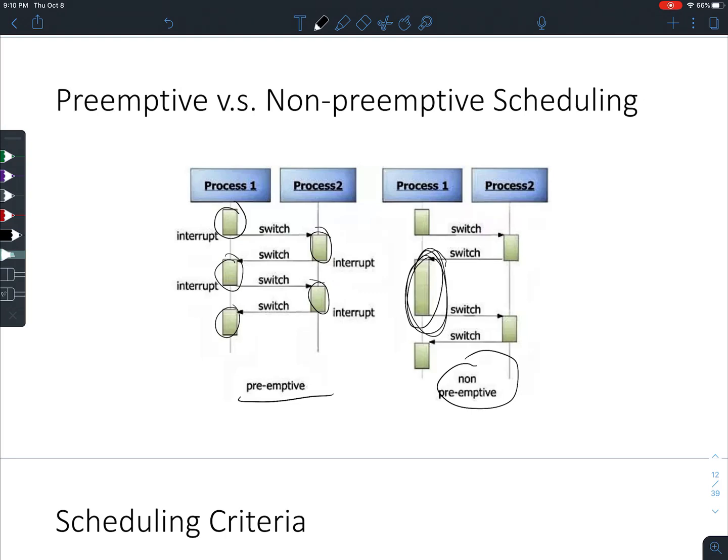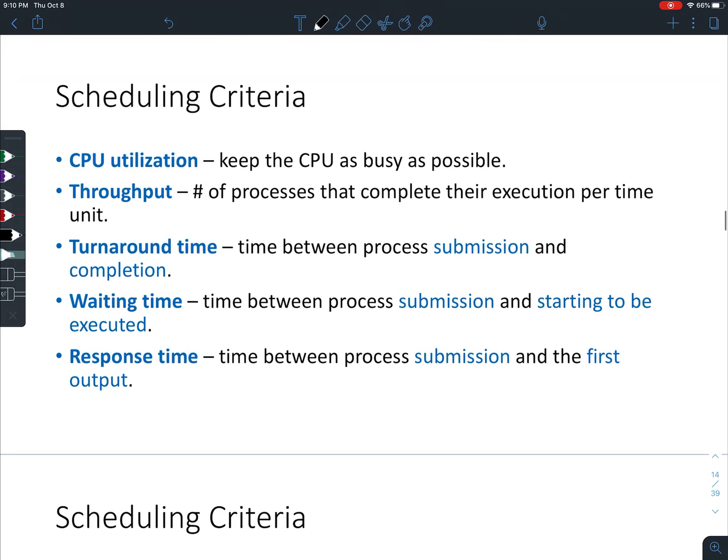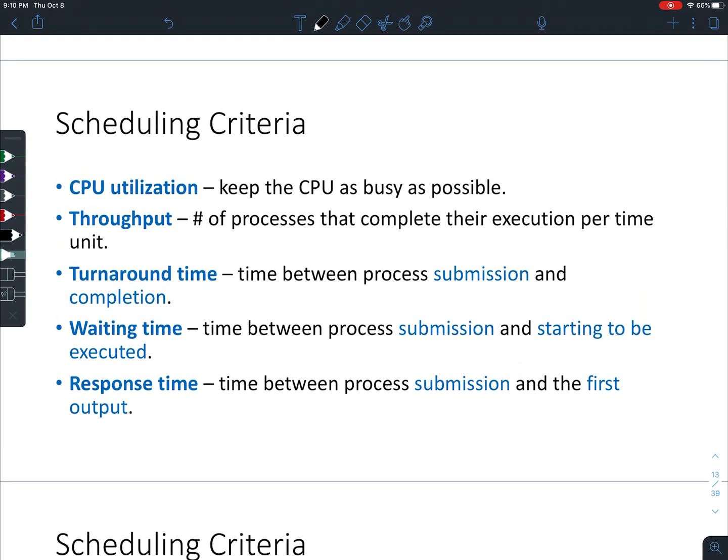So each time they grab the CPU, this is the difference between them. Also, when people design different CPU scheduling algorithms, we need to evaluate if a scheduling algorithm is good or not. Then we need some criteria to determine what is good and what is not. So here are some metrics or criteria that we're going to use.